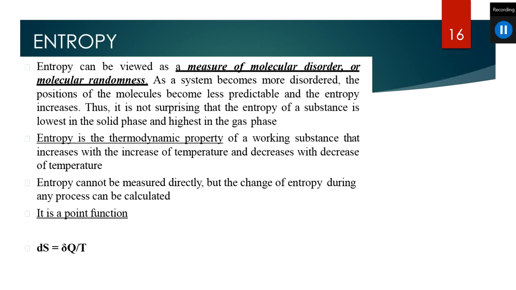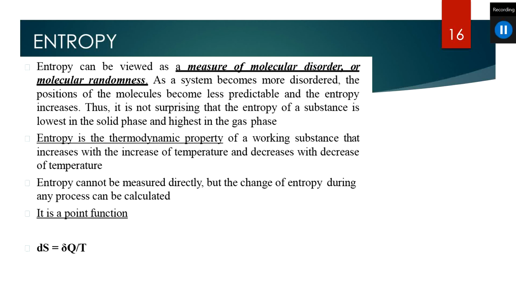Next one is entropy. So what is entropy? Entropy means disorder. When something happens to the system, a molecular change occurs, and there is a disorder in the system. The measure of this molecular disorder or molecular randomness is known as entropy. When a system becomes more disordered, the positions of molecules become less predictable, and the entropy increases.